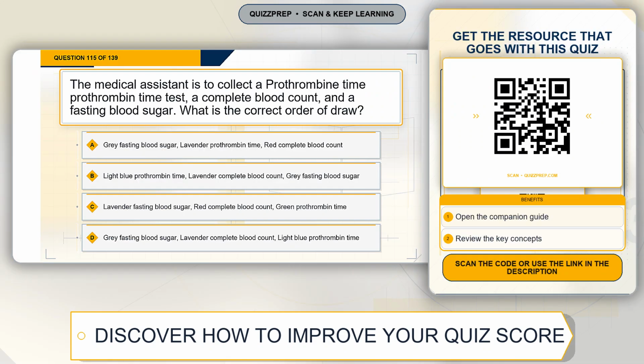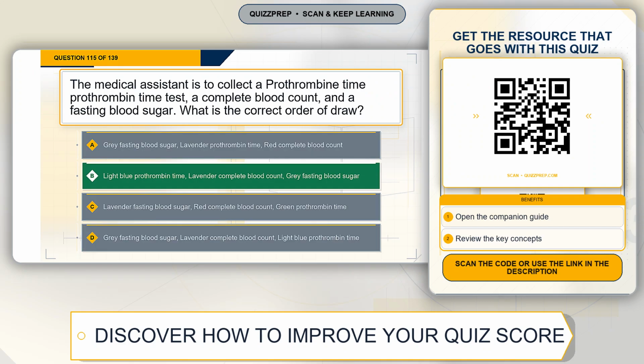Question 115. The medical assistant is to collect a prothrombin time test, a complete blood count, and a fasting blood sugar. What is the correct order of draw? Option A, gray fasting blood sugar, lavender prothrombin time, red complete blood count. Option B, light blue prothrombin time, lavender complete blood count, gray fasting blood sugar. Option C, lavender fasting blood sugar, red complete blood count, green prothrombin time. Option D, gray fasting blood sugar, lavender complete blood count, light blue prothrombin time. The correct answer is option B, light blue prothrombin time, lavender complete blood count, gray fasting blood sugar.